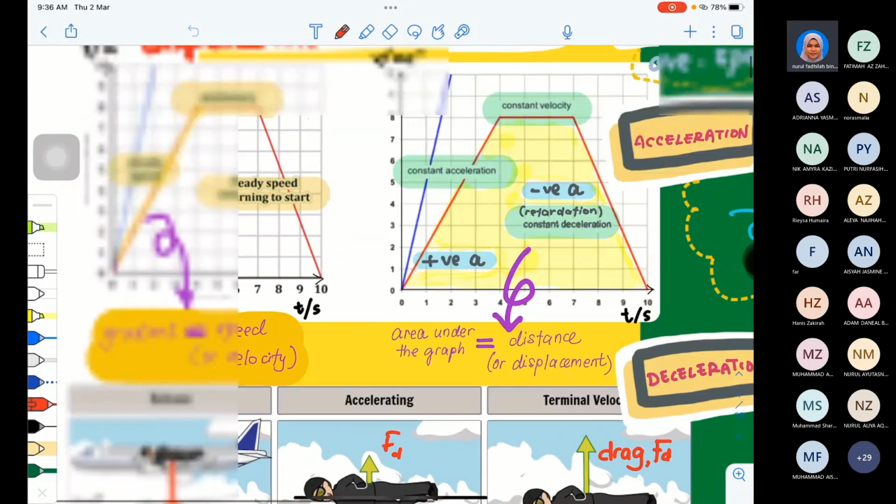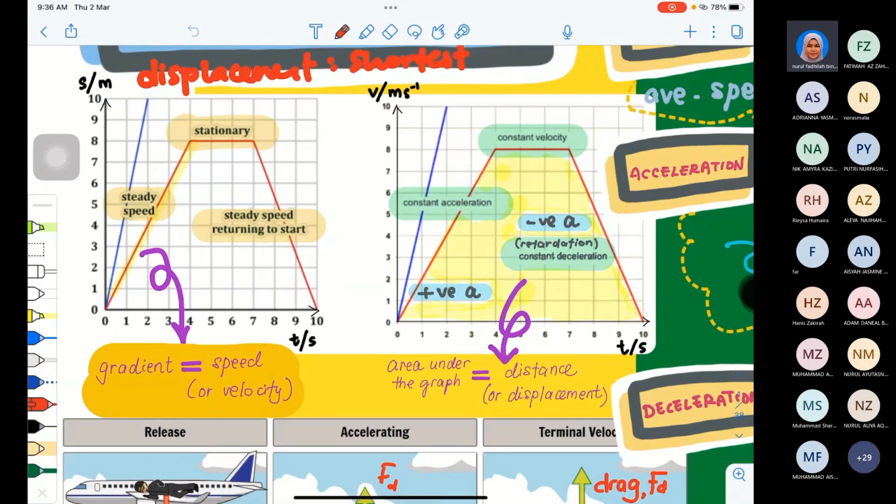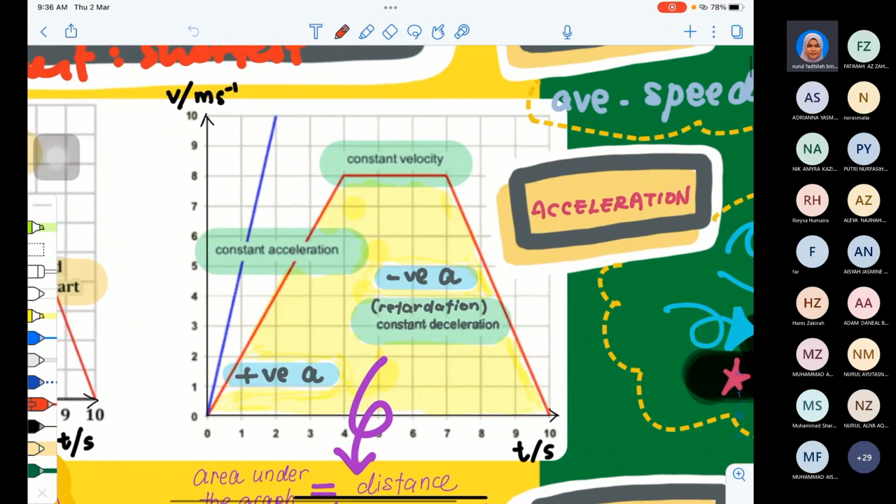Okay, kita ada types of graph. Now, just now we have graph of speed. Speed is ni symbol dia V. So, runner 1 tadi, the graph is this one. Macam tu, menaik. So, kalau menaik, ada gradient.